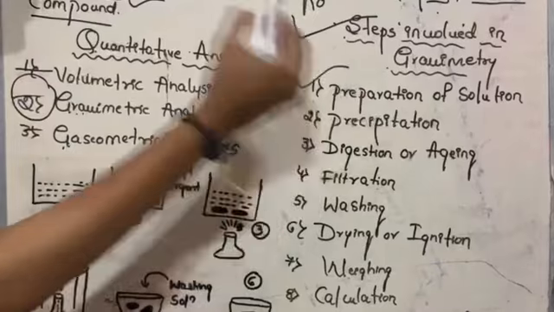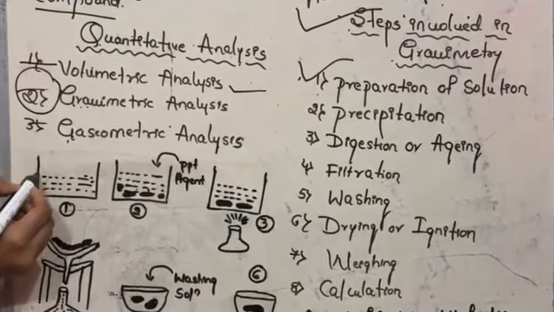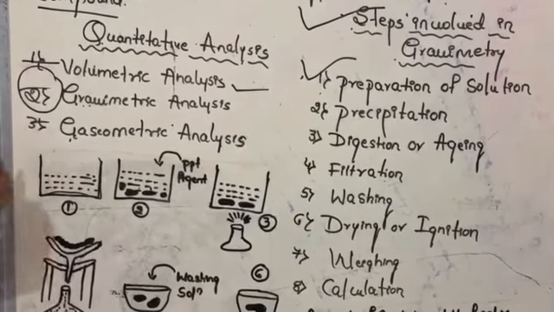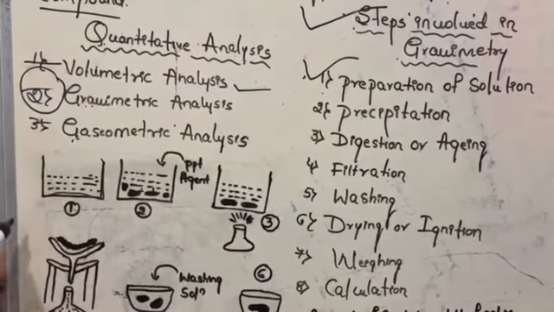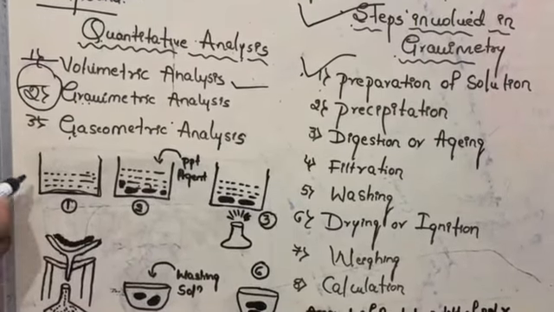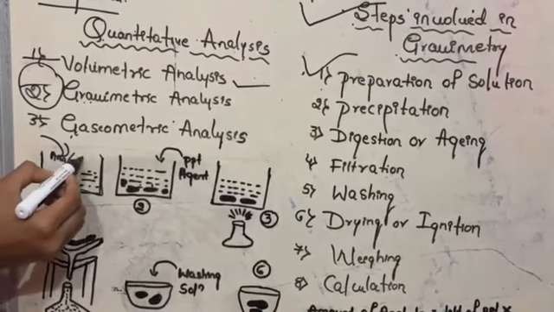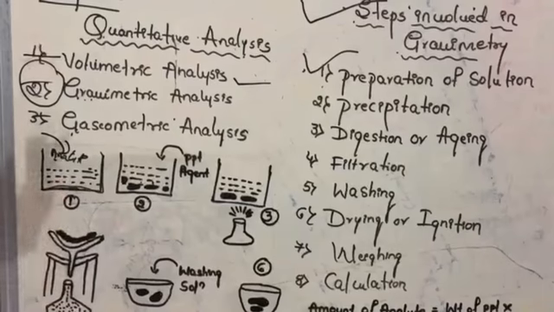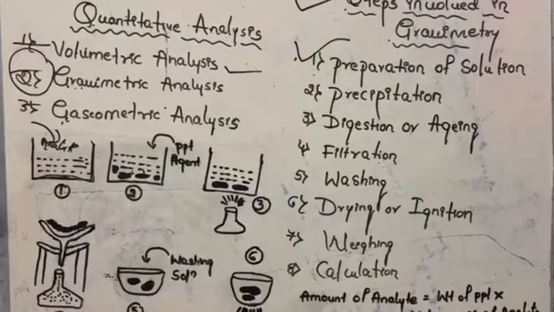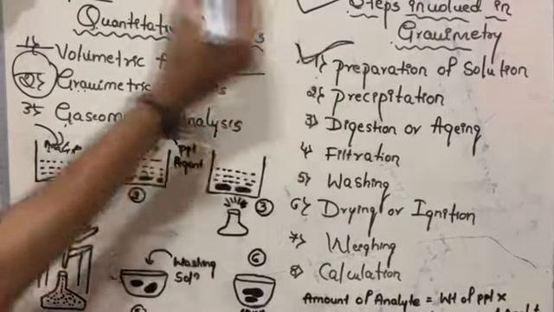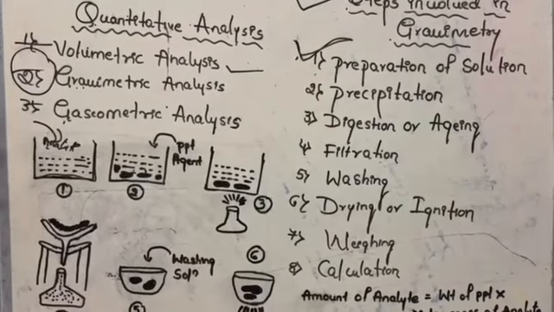What will be the first step? Preparation of solution. In this diagrammatic way, I can explain how the steps are related. What solution are we preparing? I take the analyte of unknown concentration and dissolve it in a suitable solvent in which the analyte dissolves easily. That is known as preparation, and the prepared solution should be homogeneous in nature.